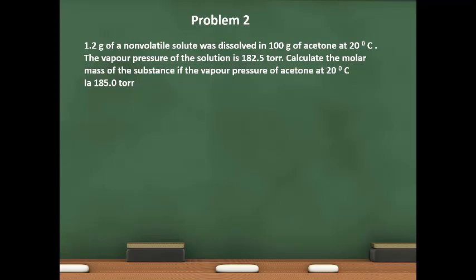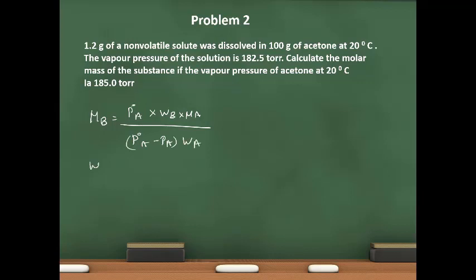Second problem. 1.2 gram of a non-volatile solute was dissolved in 100 gram of acetone at 20 degrees centigrade. The vapor pressure of the solution is 182.5 torr. Calculate the molar mass of the substance if the vapor pressure of acetone at 20 degrees centigrade is 185 torr. Same formula, Mb is equal to P0A into Wb into Ma divided by (P0A minus Pa) into Wa.